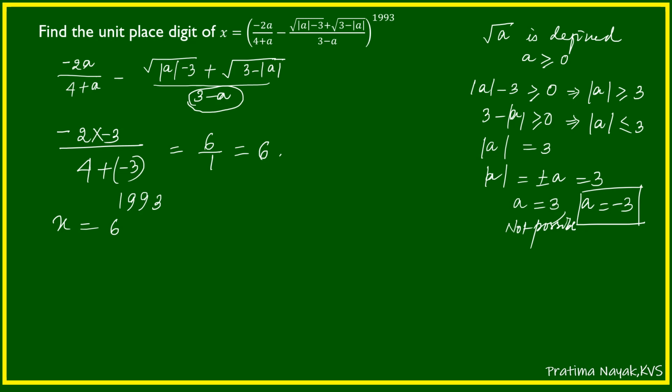Now to find 6 power 1993, what is the unit place digit? Unit place digit means the last digit. So let us see the cyclicity of 6. 6 multiplied by 1 is 6. 6 into 6 is equal to 36, the end is also 6. 6 cube is equal to 6 into 6 into 6, that will also have the last digit 6. So 6 raised to any power ends in 6.